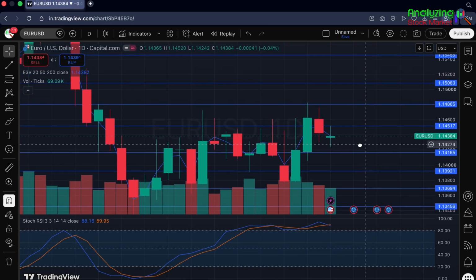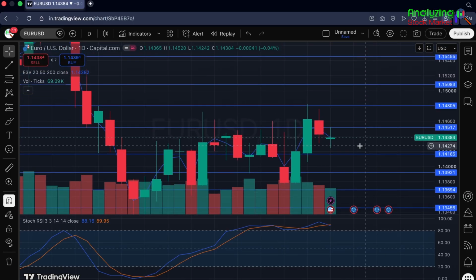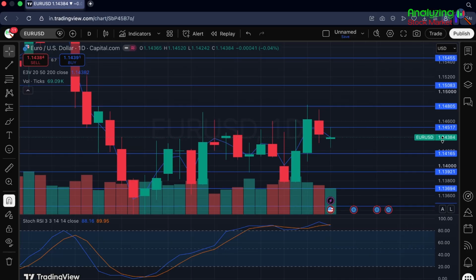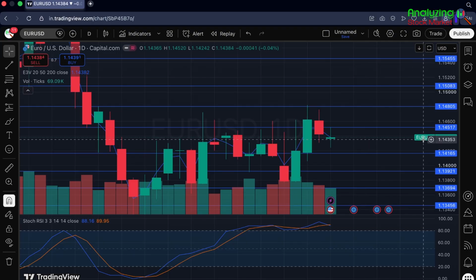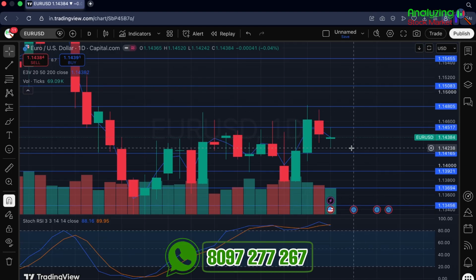Here, some important support zones and resistance zones are already marked during the previous week's analysis. So currently we don't need to mark any new levels. These levels are sufficient for this week as well. Let's talk about the closing first. Here 1.14384 is the closing. Direct support is 1.14165. Direct resistance is 1.14517. After direct support, there is a support of 1.13921 and then 1.13694. After direct resistance, there is a resistance of 1.14805 and then 1.15083. So these are the important support and resistance zones which will help you to take better stop loss and target levels according to your bias for this week.